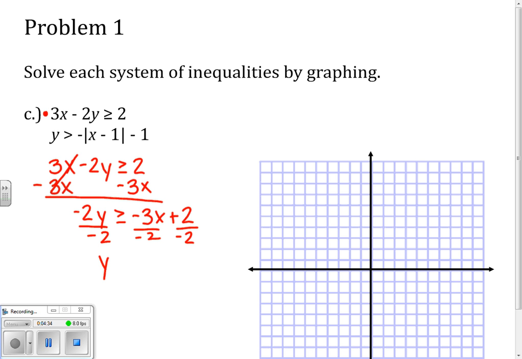Be really careful, that sign, that greater than or equal to, turns into a less than or equal to, and then a positive 3 halves x minus 1. So that's what I need to graph. That's a line. No absolute value bars means it's just a line. It crosses at negative 1, and from there goes up 3 over 2. It is a solid line.